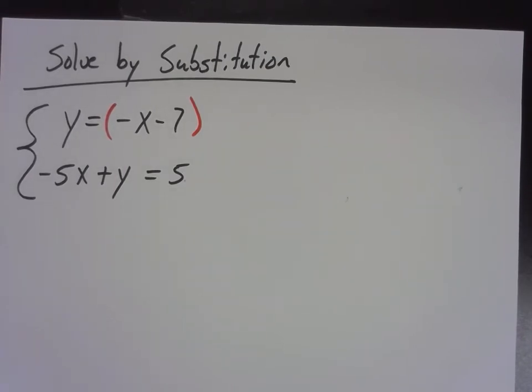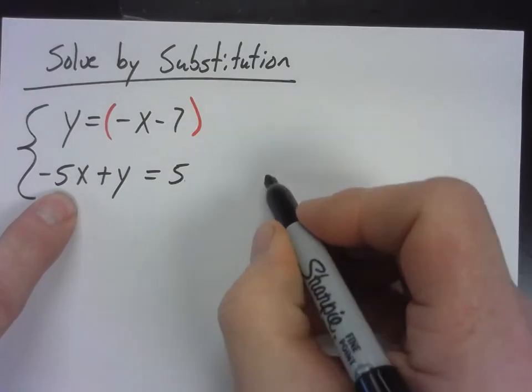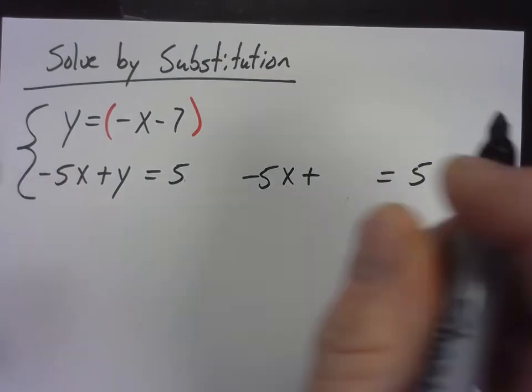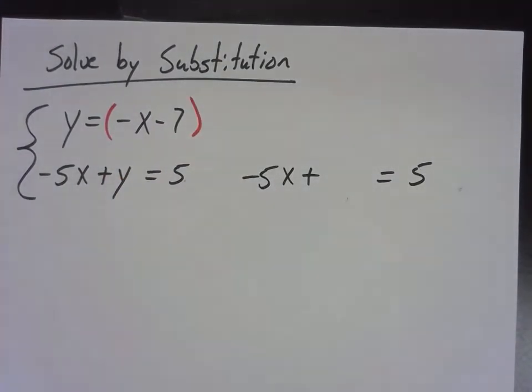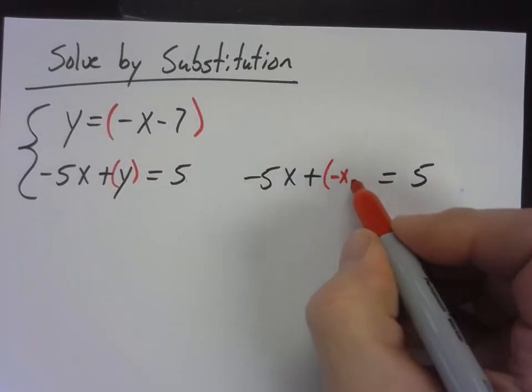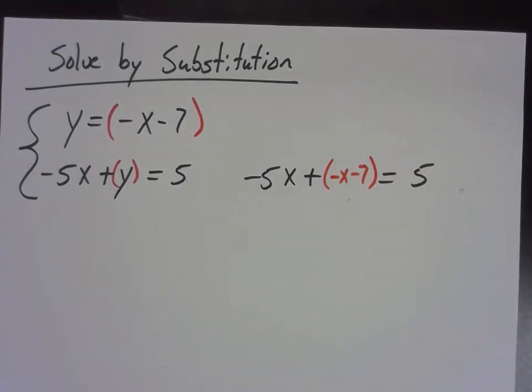Yeah. And then you guys are like, that's not helpful at all, Mr. Collard. You're like, how does that help us? Well, I'll show you how it helps us. Right here in this bottom equation, see right there where the y is? Instead of y, I can put negative x subtract 7. They're the same thing, right? They're the same thing, so I can substitute one for the other.